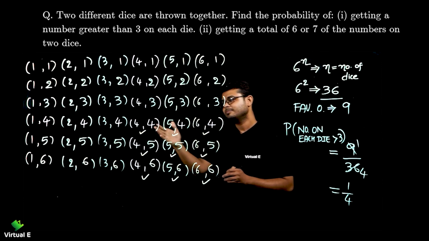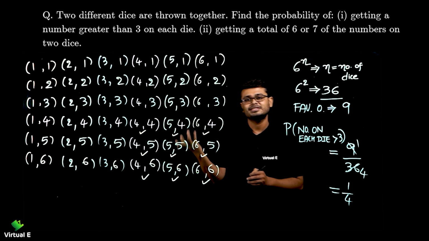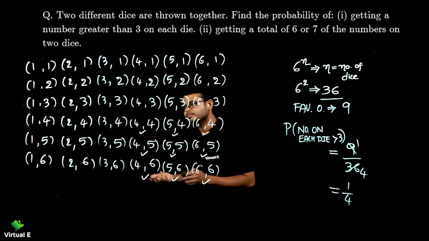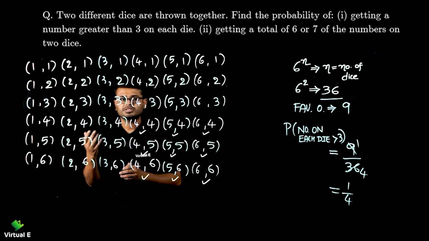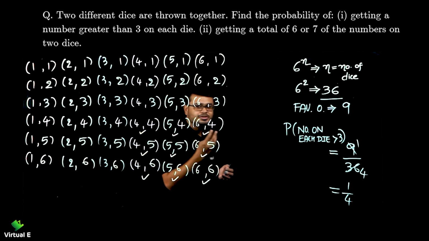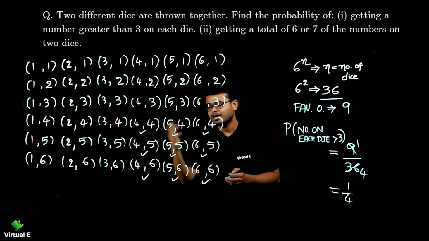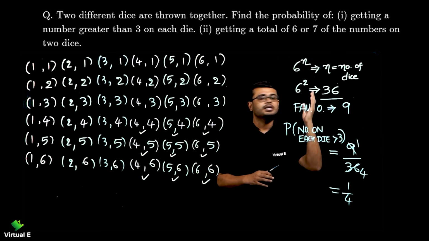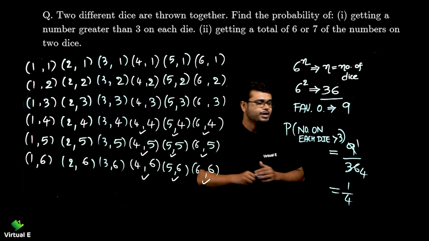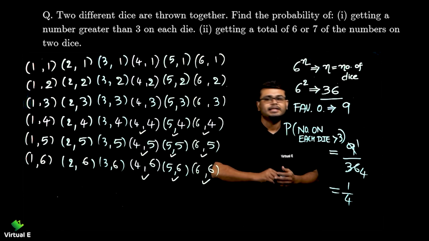So in whichever outcome the number 4, 5, 6 comes on the die, that will be your outcome, right? You have to ignore the rest, because more than 3 there are only 3 numbers, 4, 5 and 6. We cannot talk about the other numbers. So there are 9 outcomes. Total outcomes are 36 because we are talking about 2 dice, right? Apply the formula and get the answer.